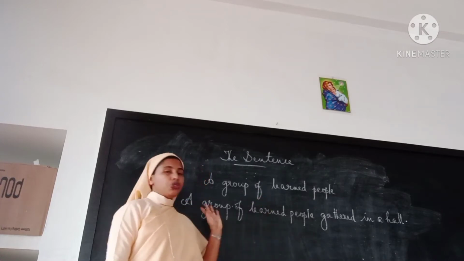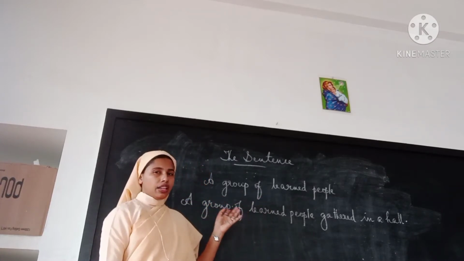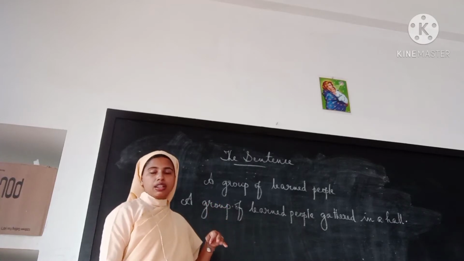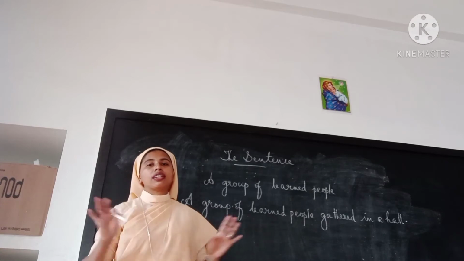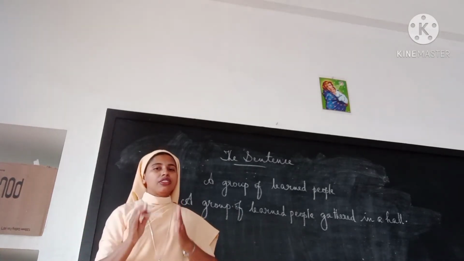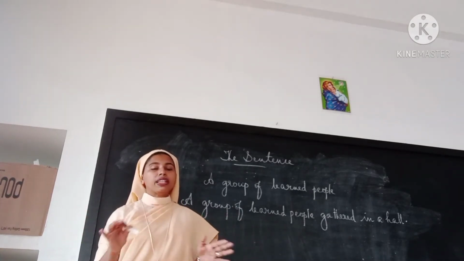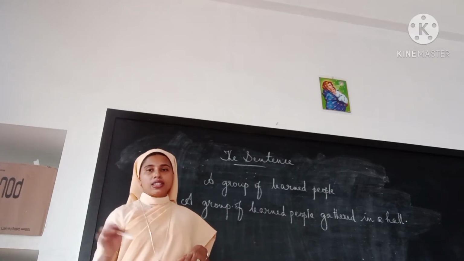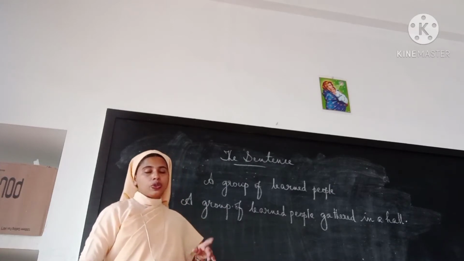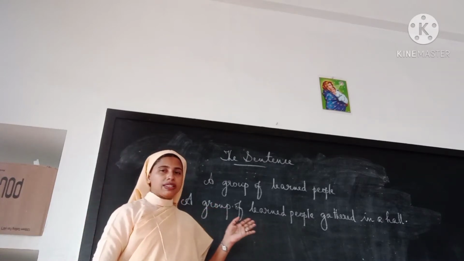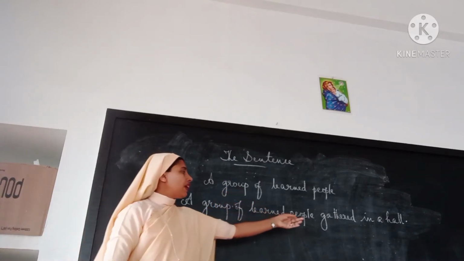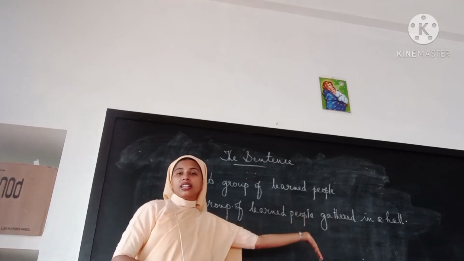In the first one, even though there is a group of words, we cannot call it a sentence, because even if I say a group of learned people, you won't understand anything. If there is no verb, no predicate in that, you won't understand what I say. So, in a sentence, I told you that it should give you complete sense. A group of learned people gathered in a hall.